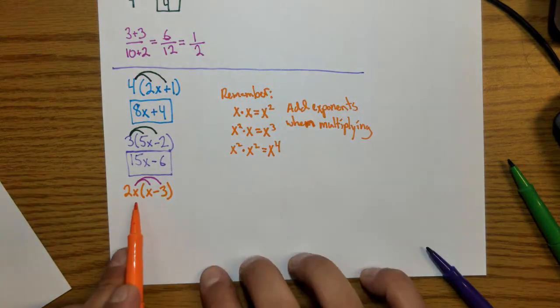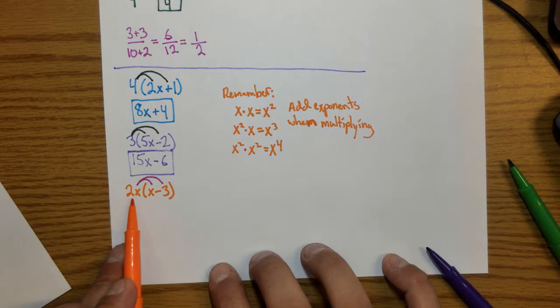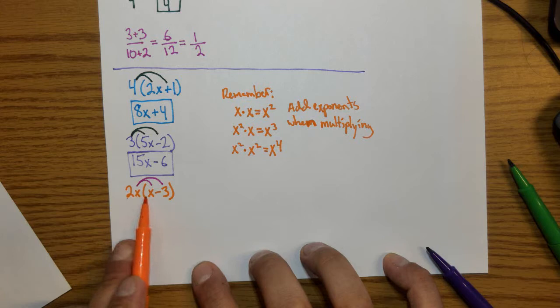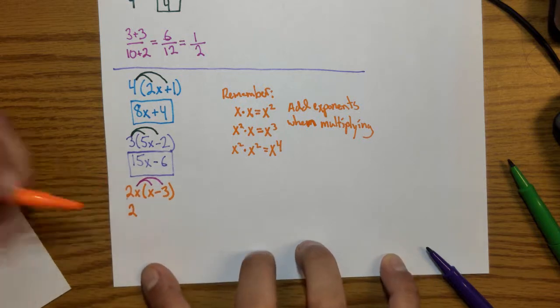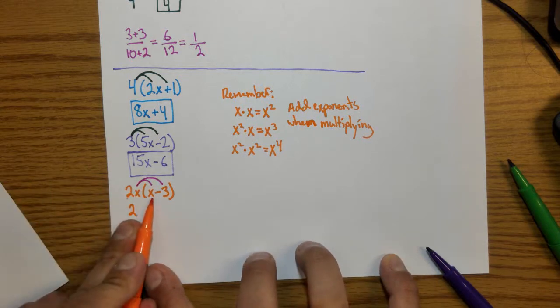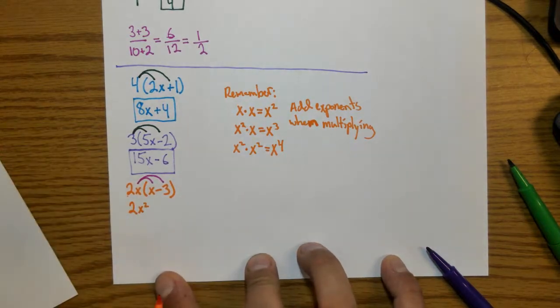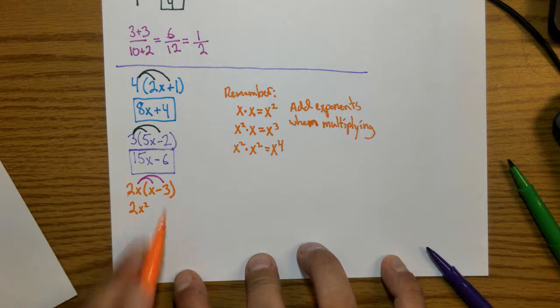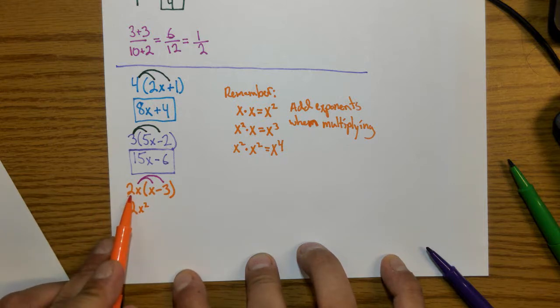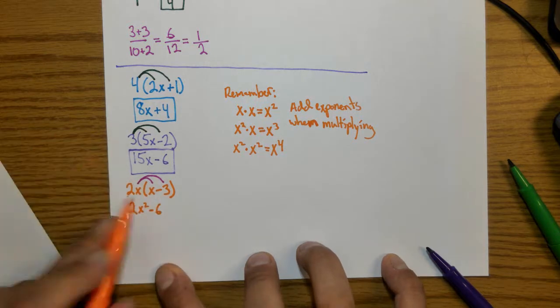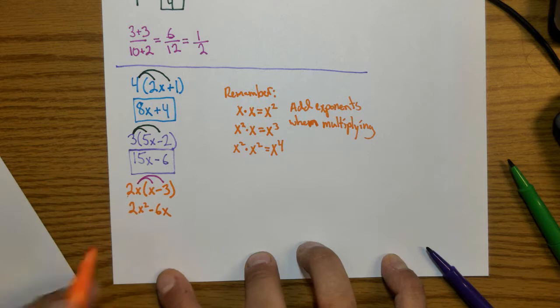So let's bring our attention back here. Well, we have a 2x times x, and looking at the numbers first, 2 times, well, remember, if a number's not written in front of a variable, we just assume it to be 1. So 2 times 1 is just 2. And then we have x times x, which is x squared. So this can give us 2x squared. And then here we have 2x times negative 3. Well, 2 times a negative 3, that's going to give us a negative 6. And then we have our x. So this is our answer here.